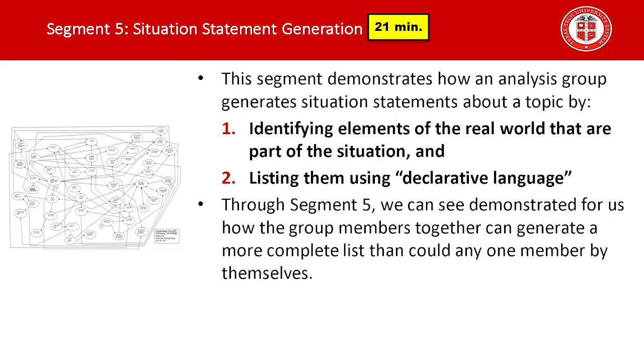Segment 5 shows how situation statements are generated. How an analysis group generates these statements about a topic by identifying elements of the real world that are part of the situation and then listing them using declarative language. Through segment 5, we can see demonstrated for us how the group members together can generate a more complete list of situation statements than could any one member by themselves.